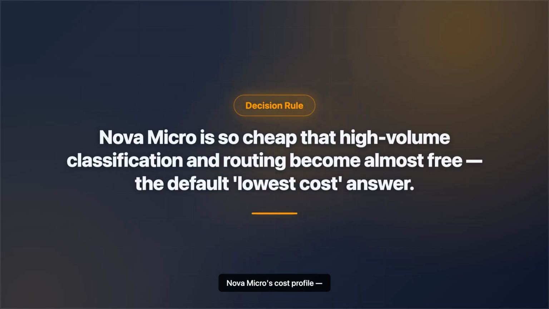Nova Micro's cost profile, 3.5 cents per million input tokens, means high volume, low complexity work becomes economically trivial at scale. Classifying content, routing requests, tagging text. At that price point, the cost of the model itself effectively vanishes. That's a genuine engineering advantage, not just a budget footnote. The exam reflects this same reality when a scenario calls for the lowest cost option on a high volume task that doesn't need frontier reasoning. Nova Micro is the right call. Save the expensive frontier tiers for the genuinely hard reasoning.